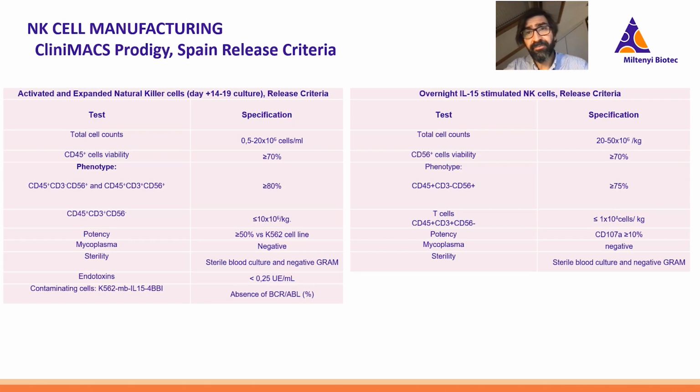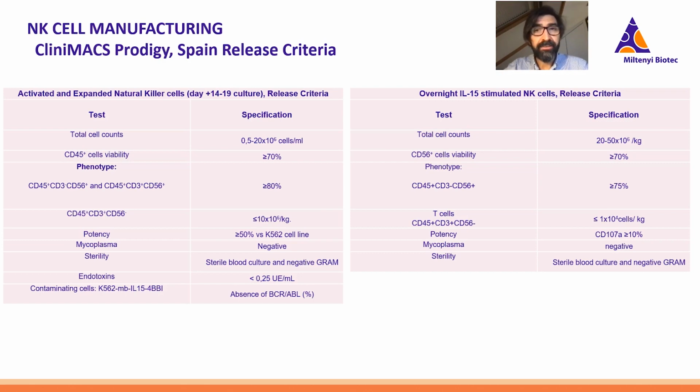we have the specification to infuse between 20 to 50 million per kilo of NK cells with a purity higher than 70%, with less than 1 times 10 to the 4 T cells per kilo, because this is an allogeneic haploidentical stem cell transplantation setting, and also the potency, with degranulation, has to be higher than 10%, and also the mycoplasma test and the Gram stain should be negative, and the sterility has to be also negative, as you can see in the right part of the slide.